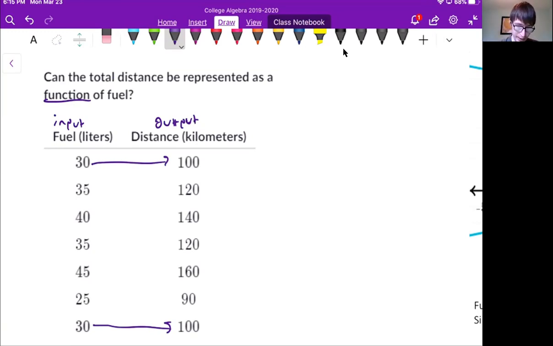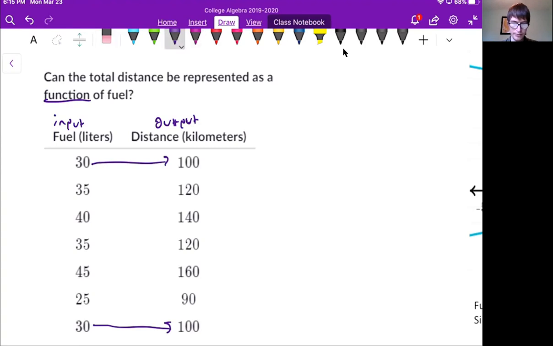Now, if this wasn't 100, say it was a 40, then for sure this would not be a function, because using just 30 liters, she was able to go 100 kilometers and 40 kilometers. That doesn't really make sense. How could someone do that? And that's kind of the reason why we have functions in the first place, to see if things can even make sense intuitively. So if she has 30 liters, she's going to be able to go 100 kilometers.